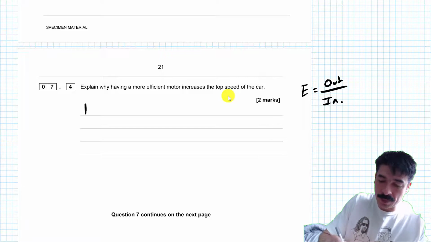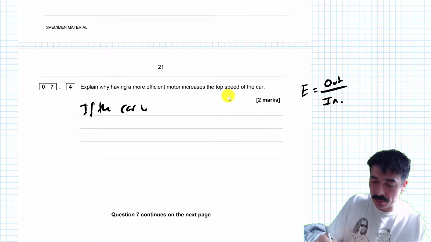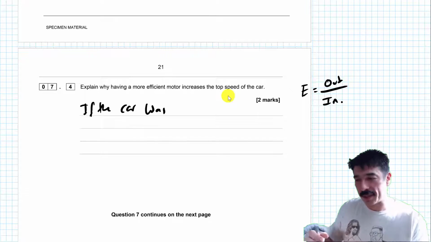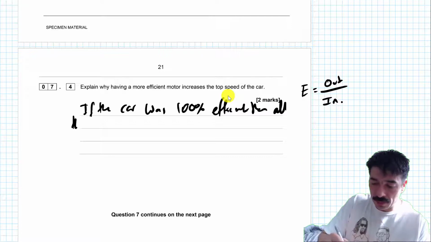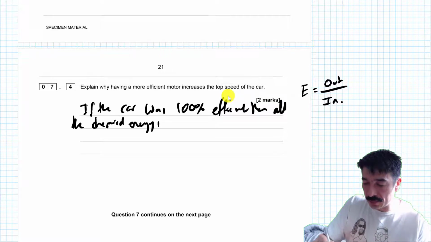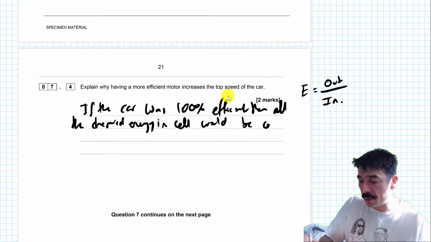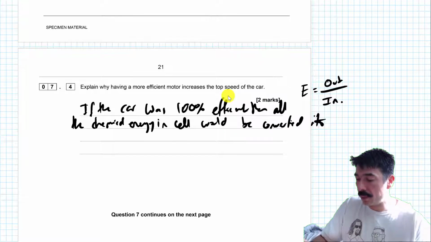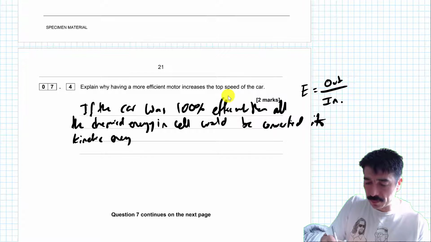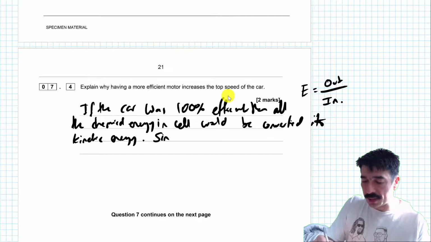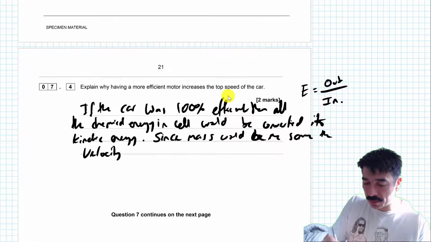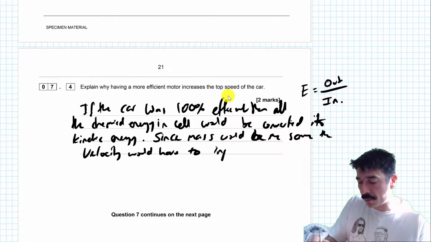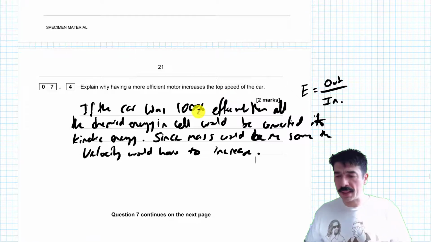So if the car was 100% efficient, then all the chemical energy in the cell would be converted into kinetic energy. Since the mass would stay the same, the velocity would have to be increased. Okay, hopefully that hits that one as well.